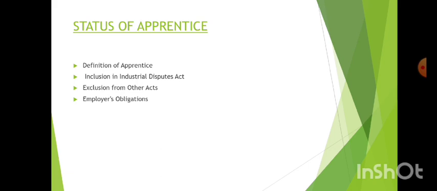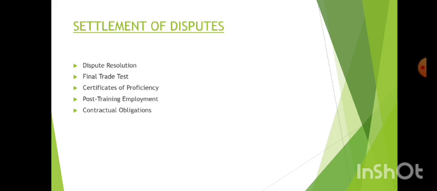Coming to the next slide, settlement of disputes. The first one is dispute resolution. If any dispute arises between the employer and the apprentice about the interpretation of the contract of apprenticeship, it may be referred to the apprenticeship advisor for a decision. So if both of them cannot come to a conclusion and are in a dispute, they can present the problem before the apprenticeship advisor.